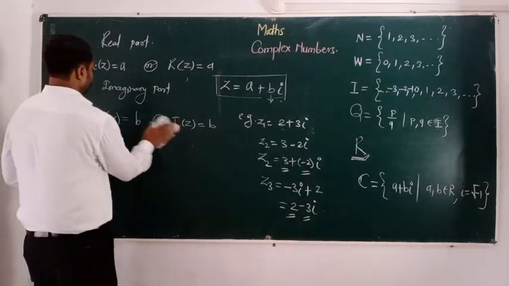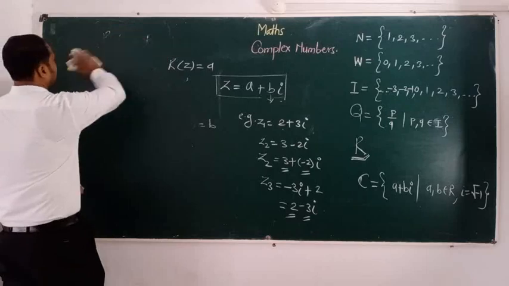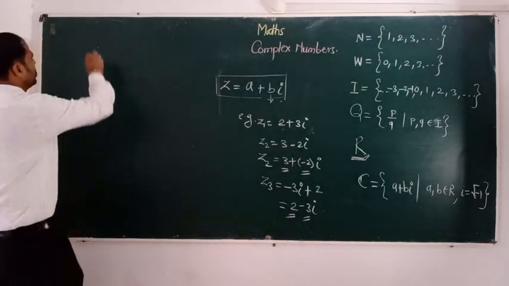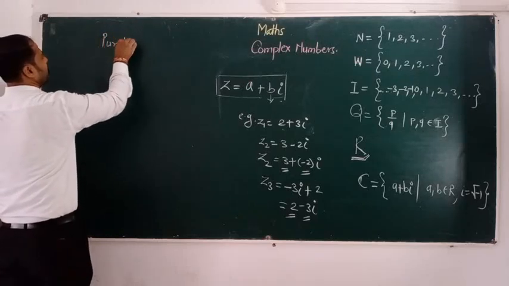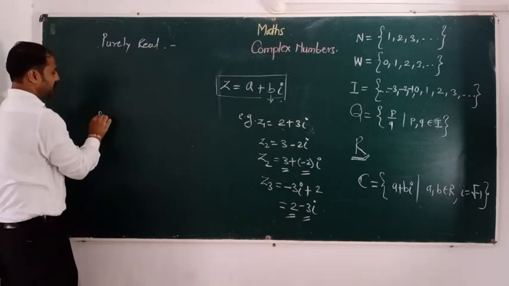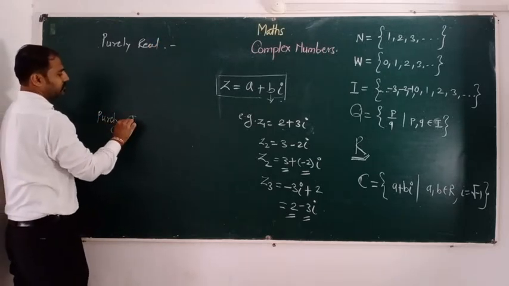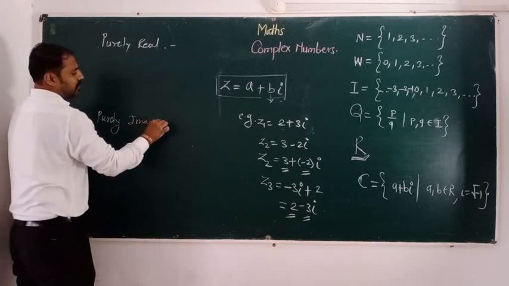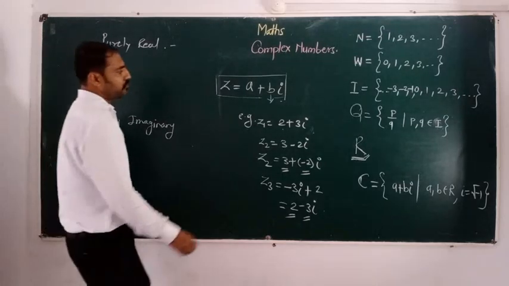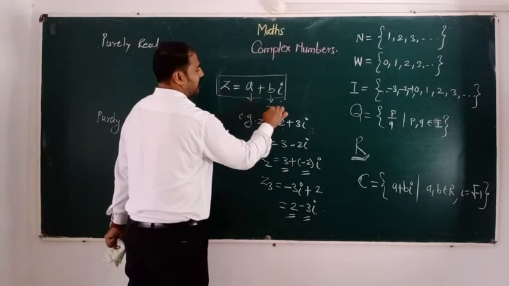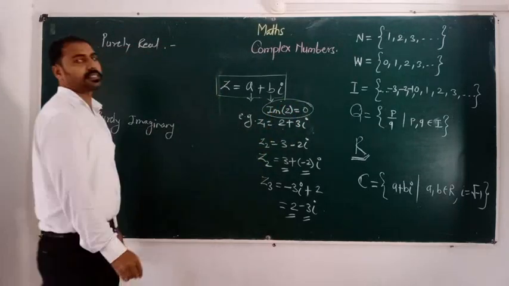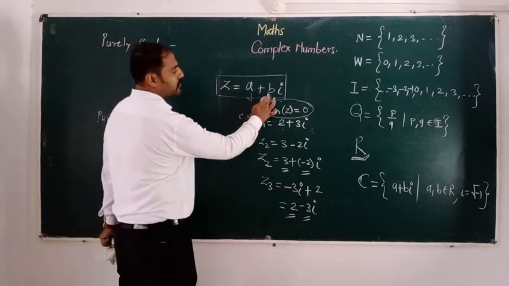Now, after this, next definitions are here. Purely real complex number, and the second definition is purely imaginary. The complex number is called purely real if the imaginary part of z is equal to 0, that is, the value of b is 0.